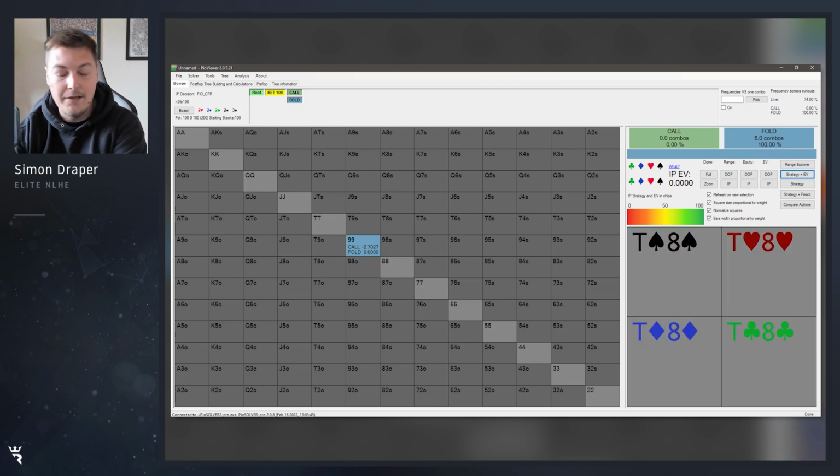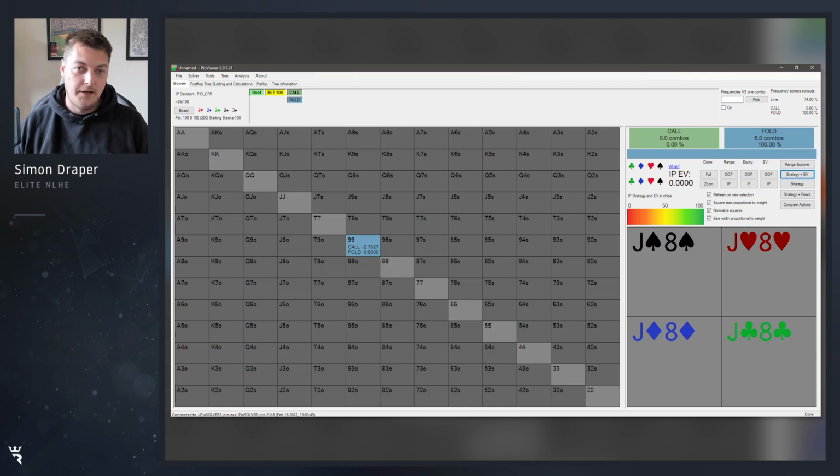Okay, so what can we take from this? Well, we can simplify our bluff catching approach. Okay, instead of trying to figure out what our blockers are on the river and try to find calls that have the perfect blockers, I block his value, I unblock his bluffs.